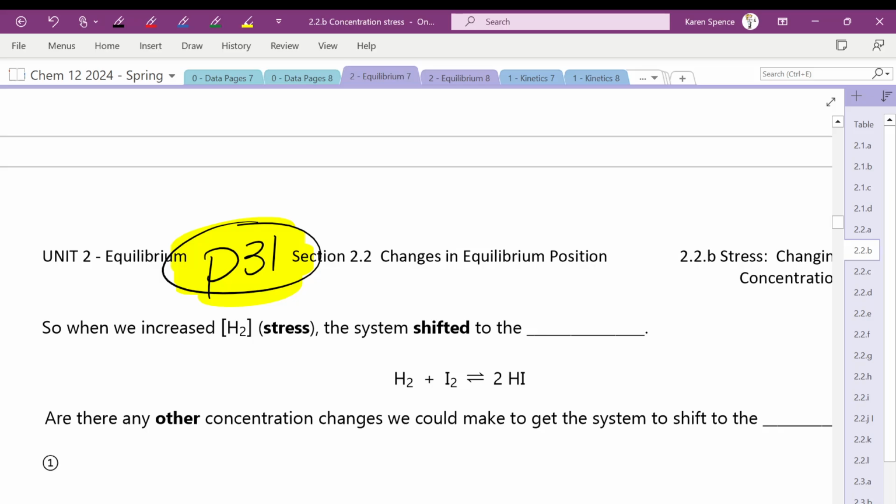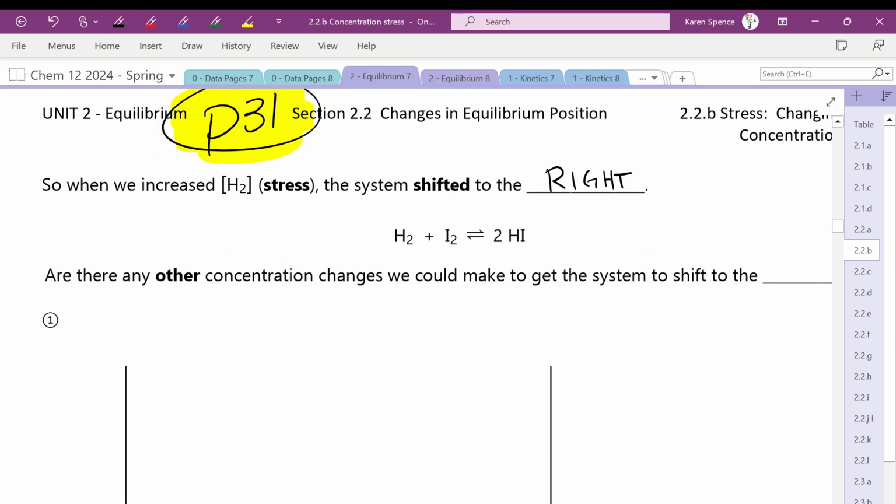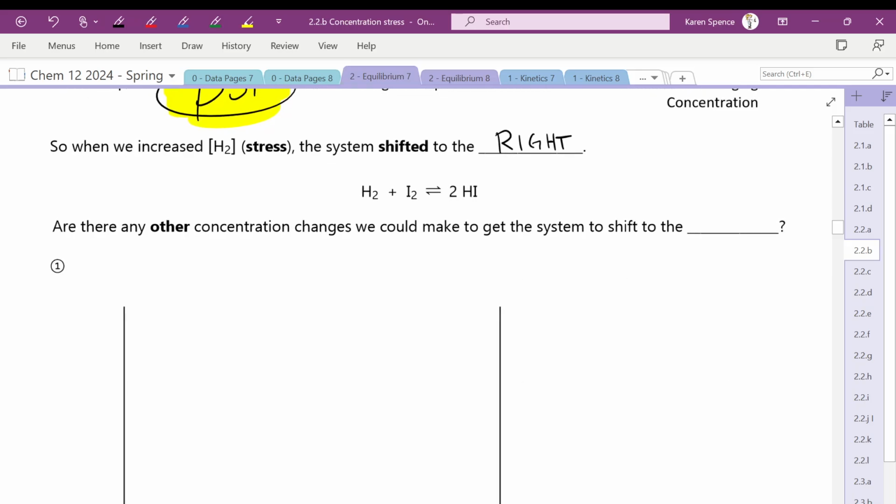Okay, back to work. So we're on page 31. When we increased the H2, the system shifted to the right. Okay, we are starting. Are there any other concentration changes we could make to get the system to shift to the right?